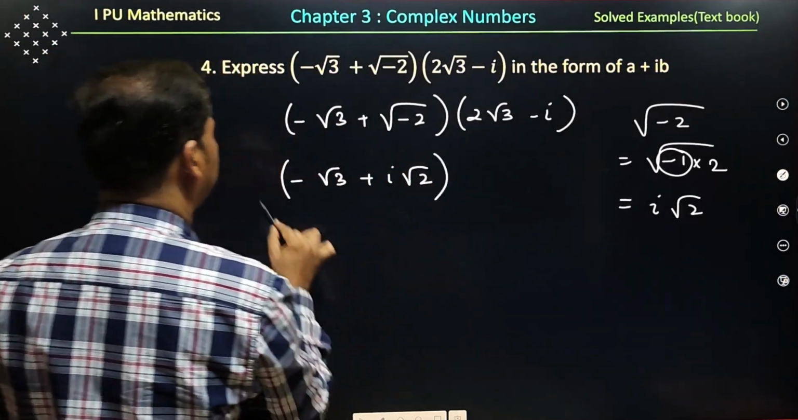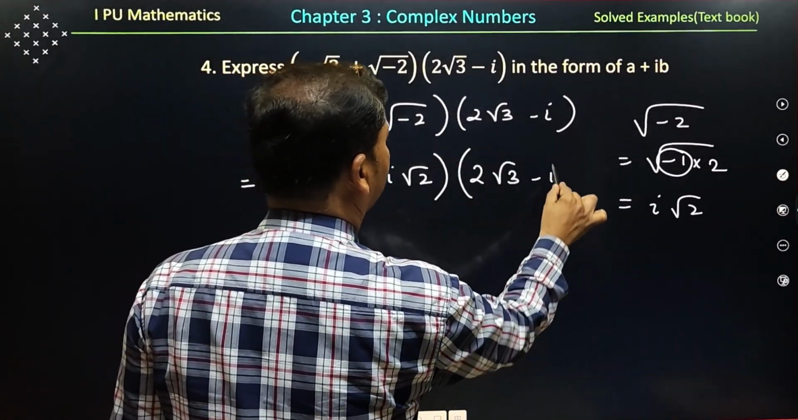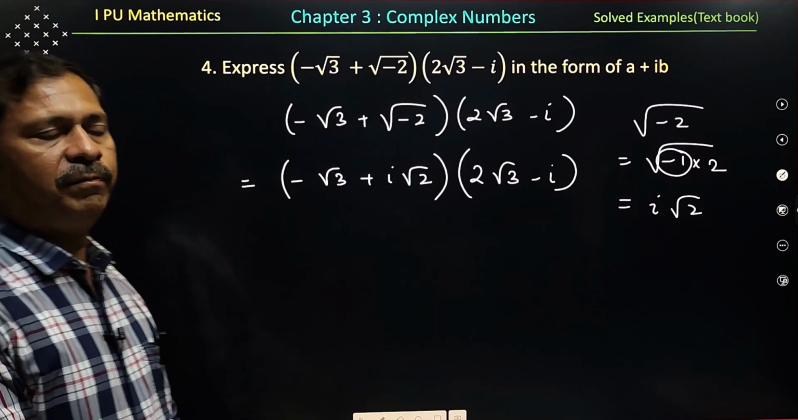Put the bracket. One more bracket. 2 root 3 minus I is there.